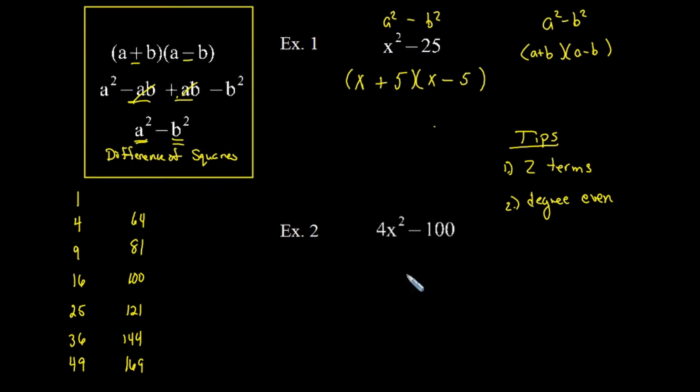So let's go ahead and jump into example 2, a little bit more complicated. We have a leading coefficient on our x squared term that we're going to have to deal with. Again, we're going to recognize a squared and b squared. And once you recognize those 2 terms, 4 is a perfect square, our degree of our variable is even, and the second term is also already a perfect square. So we're going to take the square root of 4, or ask ourselves what times itself gives us 4. That's going to be 2. And the square root of x squared is x.